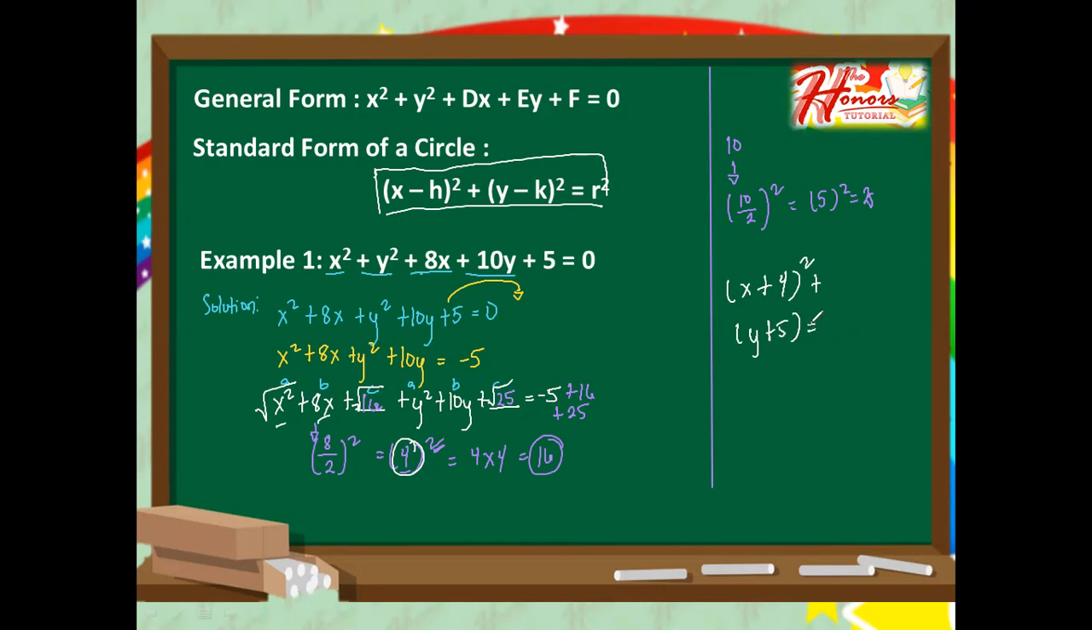Equals. So we have here negative 5 plus 16 plus 25. So let's add. Negative 5 plus 16, that's positive 11, plus 25, that is 36. So equals 36. But don't forget to write the exponent here at the quantity of y plus 5 squared, since our pattern here contains an exponent, which is 2. So this is already the standard form of this equation.